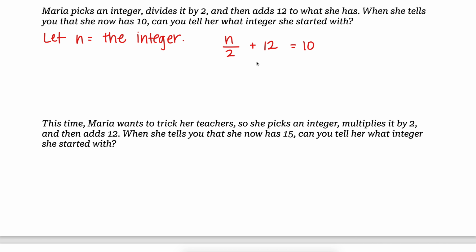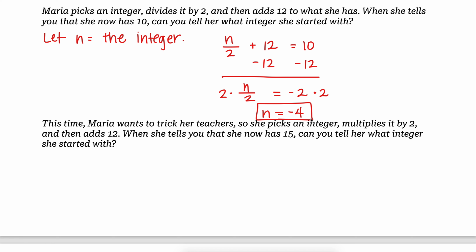So we subtract 12 from both sides. n divided by 2 then is equal to negative 2. And then multiply both sides by 2. We find that her integer is negative 4. So we can find her integer very easily.